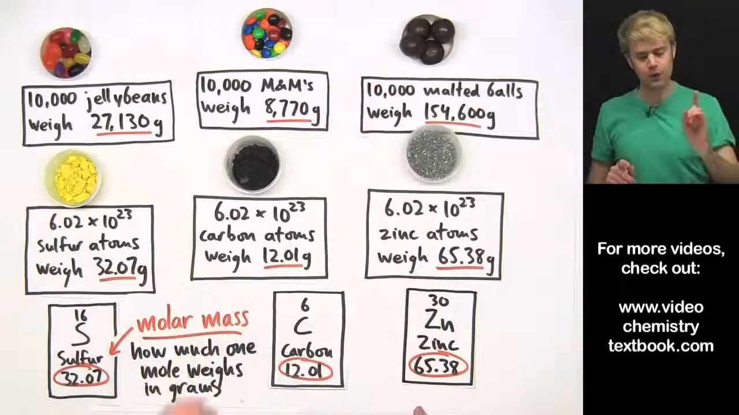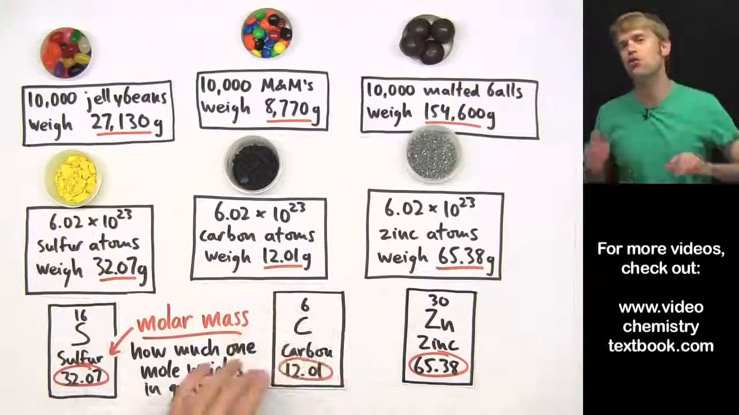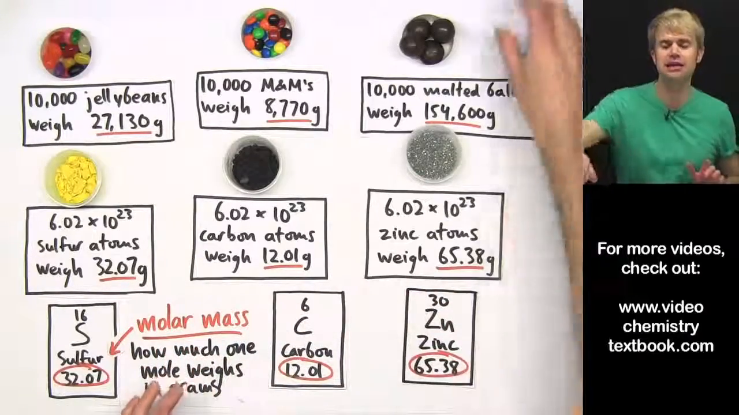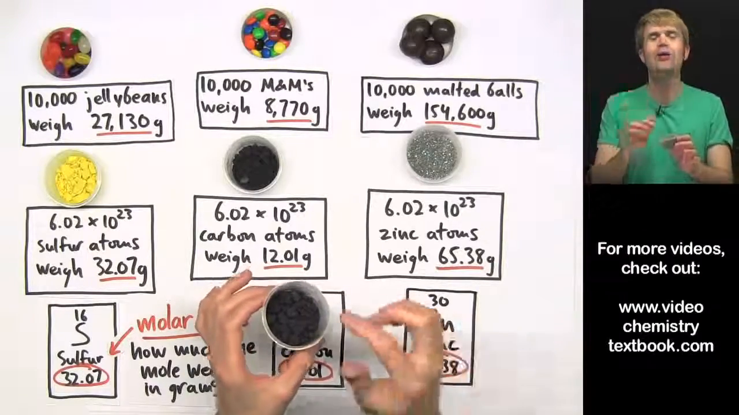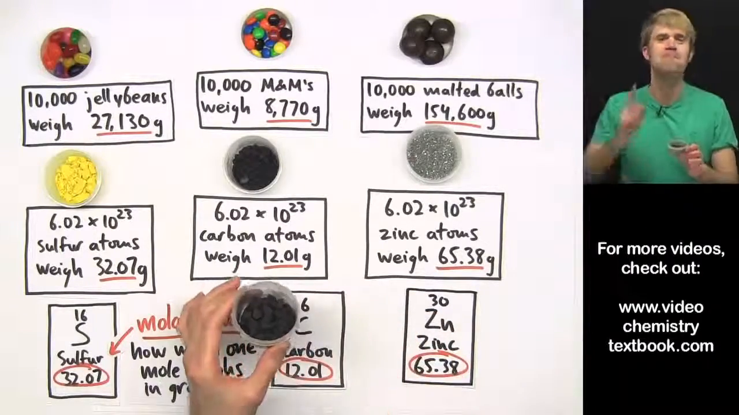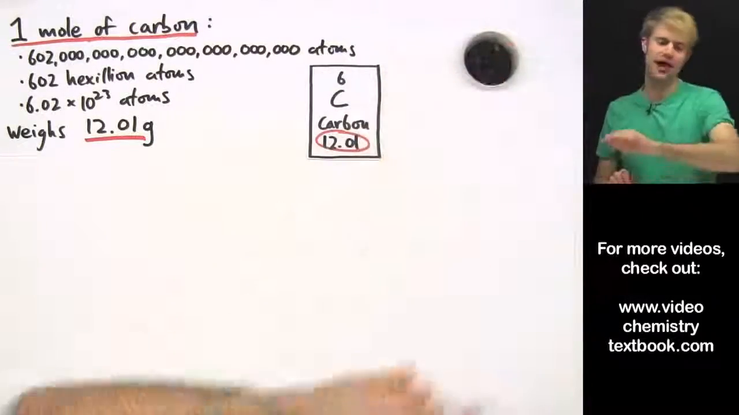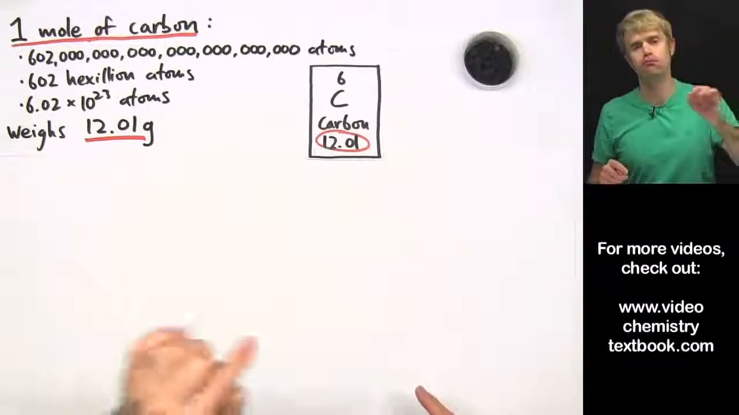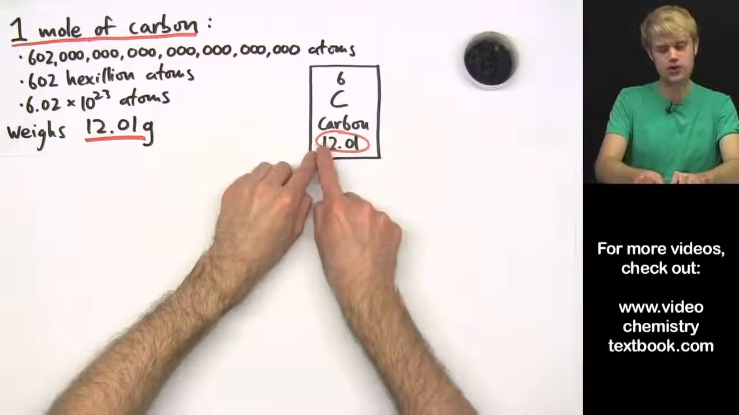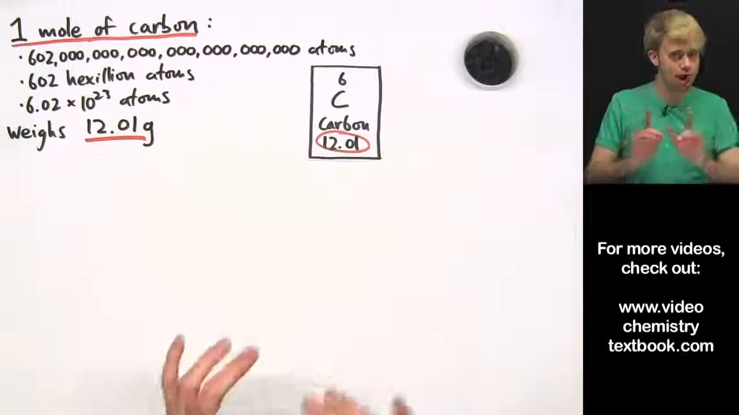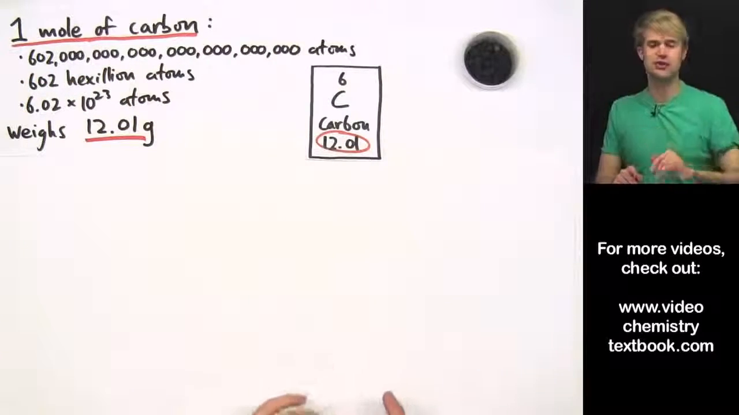So, now that we know how to figure out how much a mole of atoms weighs, let's go back to that original question that I asked at the beginning of the video. I have here in this container a whole bunch of carbon. I want to know how many atoms of carbon are in here. Let's see how we'll answer this. Okay, so how many atoms of carbon do I have in this container? Well, let's think about moles of carbon. I look up carbon on the periodic table and I find out that 1 mole weighs 12.01 grams. And I also know that in that 1 mole, there are 602 hexillion atoms.